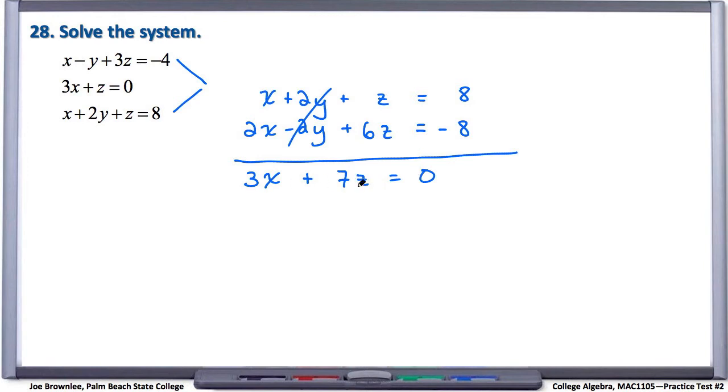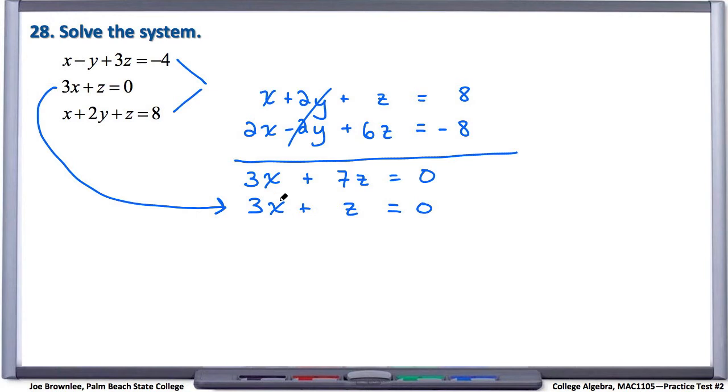And notice now that we've eliminated the y from equation 1 and 3, let's use equation 2. We'll bring it down here and stack it underneath. And because both of these equations now are missing the y, we can either solve for the x or the z, depending on what we want to do here. So how about we solve for z?